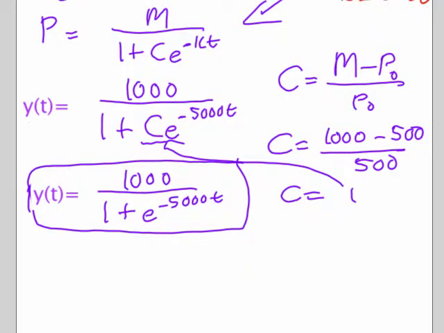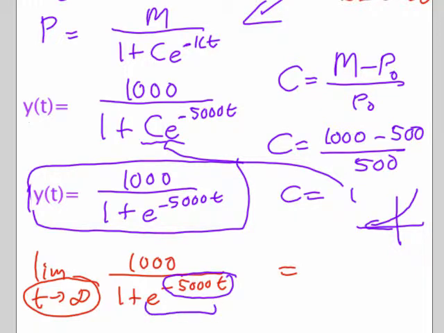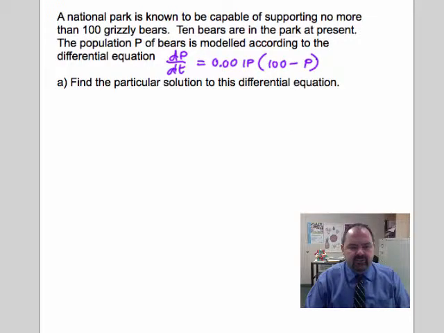We also wanted the limit. As t goes to infinity, we know that this will go to negative infinity, and e to the negative infinity goes towards 0. So towards 0 plus 1 is 1 on the bottom, 1,000 over 1 is 1,000. And our limit is our carrying capacity. Let's look at a practical situation now.